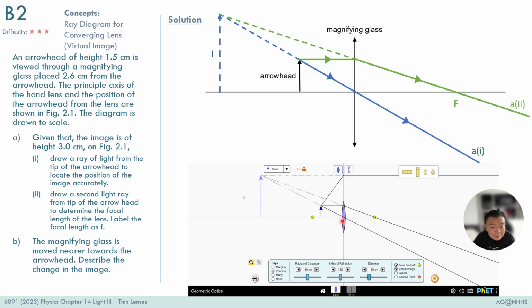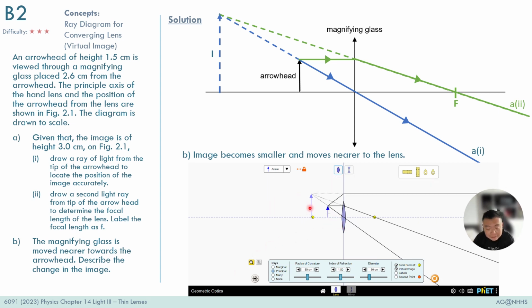but this second light ray, the light ray that passes through the optical center will be steeper if I shift the object nearer. If it's steeper, it means that the image will be formed closer to the lens and it will be probably smaller. So let's just take a look at how is the image like when it becomes smaller and moves nearer to the lens. Okay. So now I will shift the object nearer to the lens. You see the image becomes smaller and nearer. All right. So that's how we can solve this question.